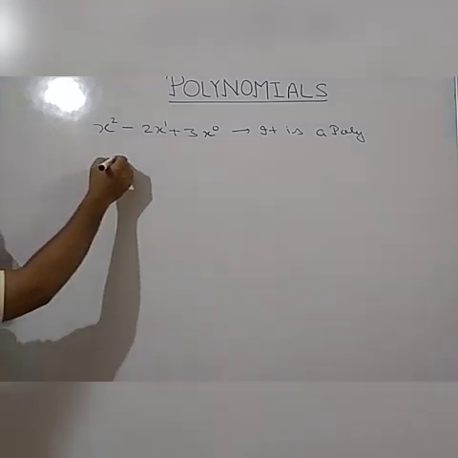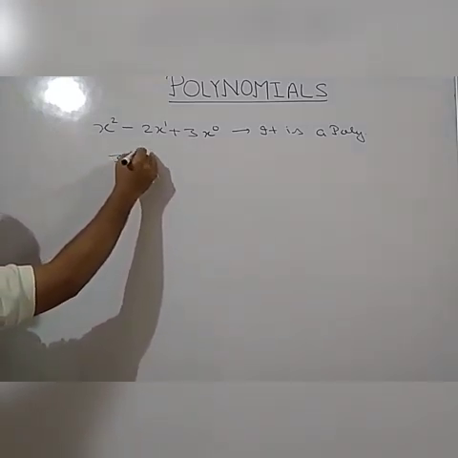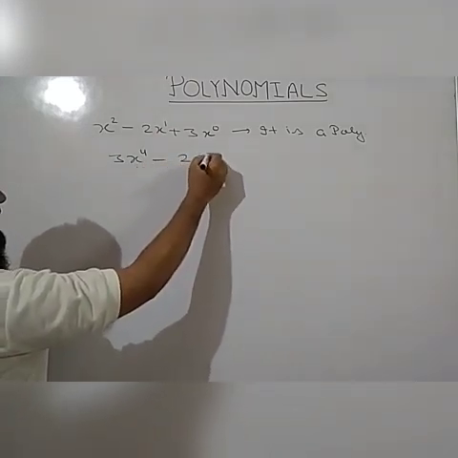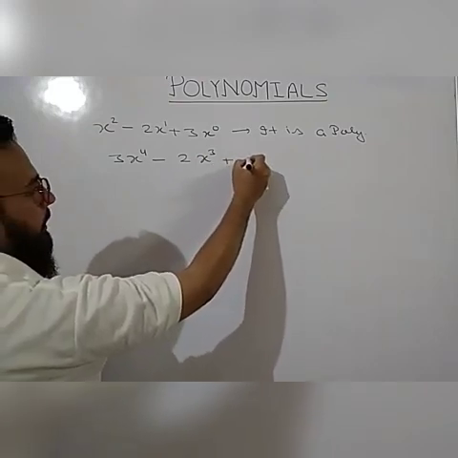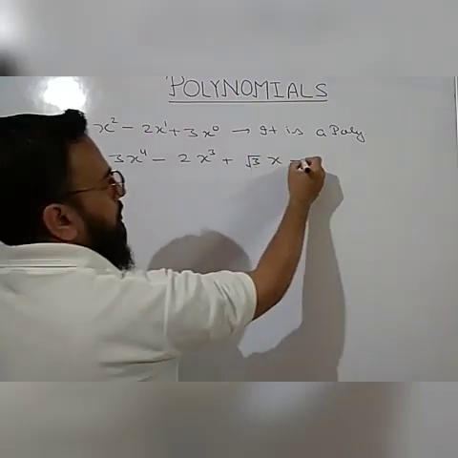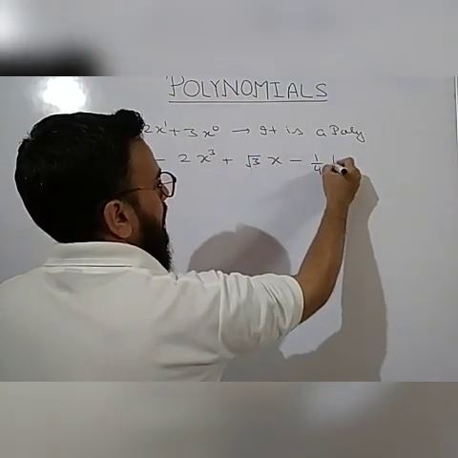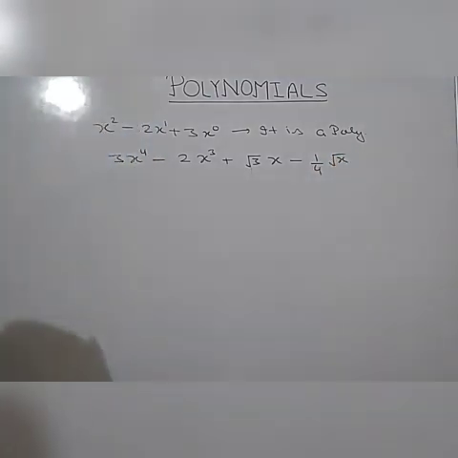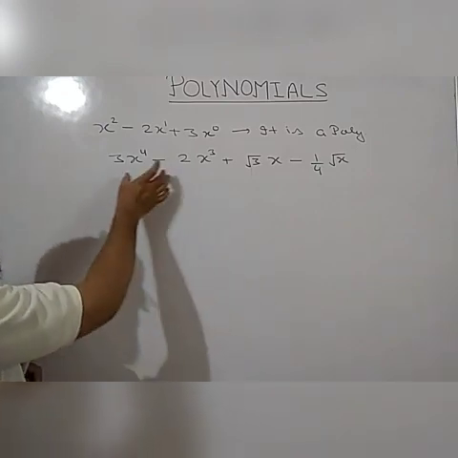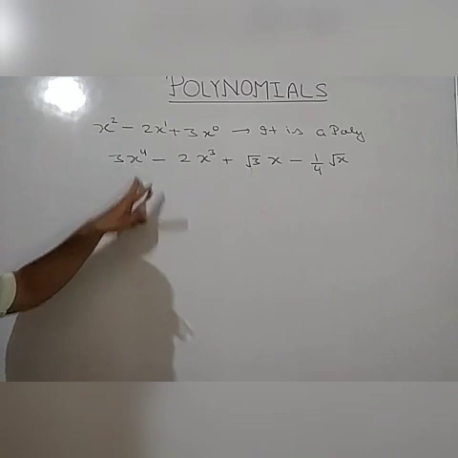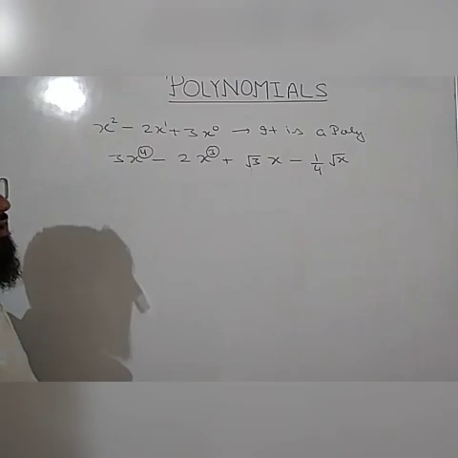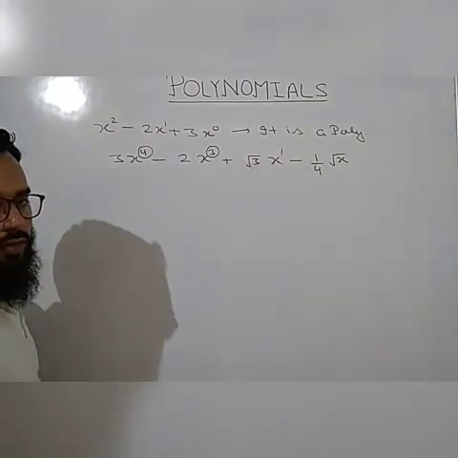Let us take another example. Suppose we are given 3x to the power 4 minus 2x cube plus root 3x minus 1 upon 4 root x. So now is it a polynomial or not? We have to check. In this case, the power of x is 4, which is a positive integer, and its power will be 1, which is also a positive integer.